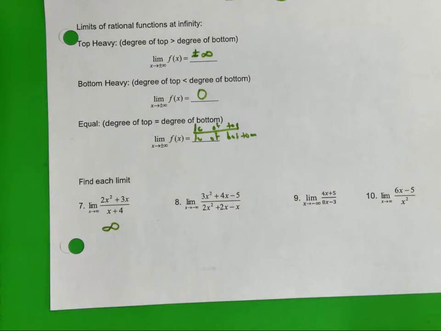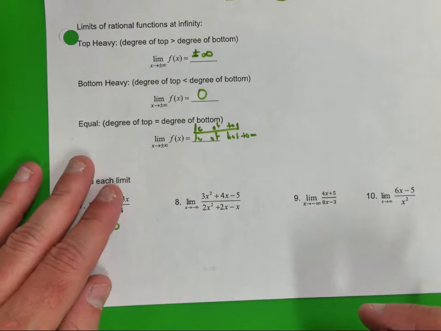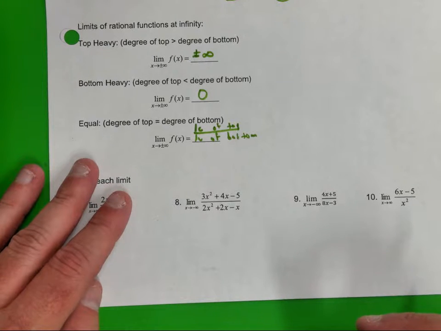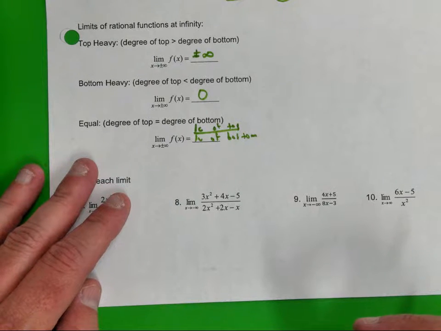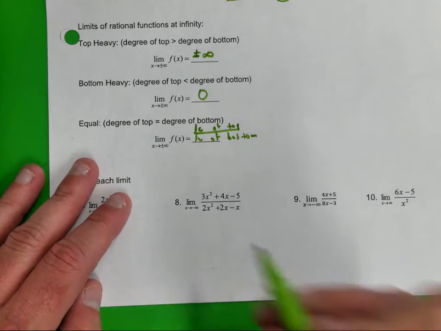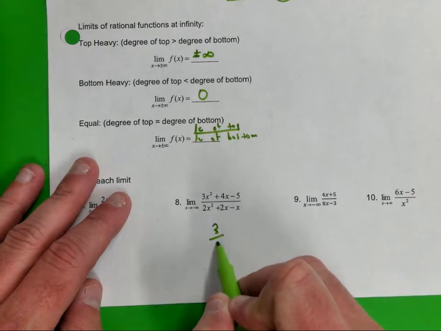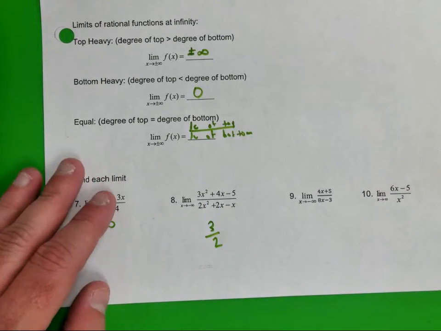All right, number 8. What's my degree in the numerator? 2. My highest degree is there. What's my highest degree in the denominator? 2. So my degrees are the same. So what do you do with your leading coefficients? There you go. 3 halves.